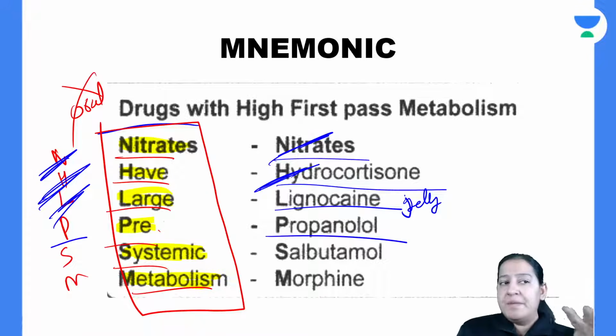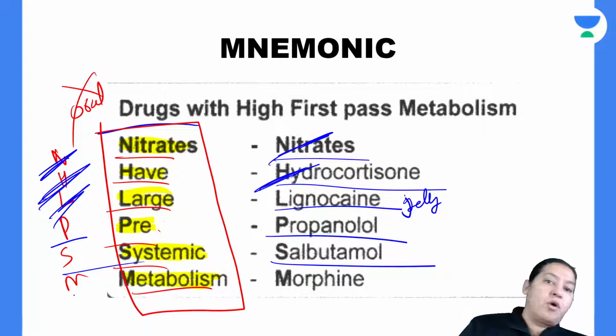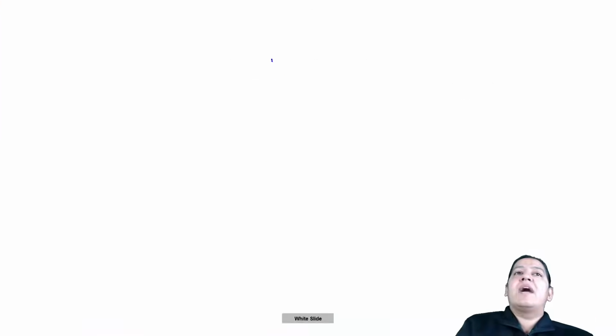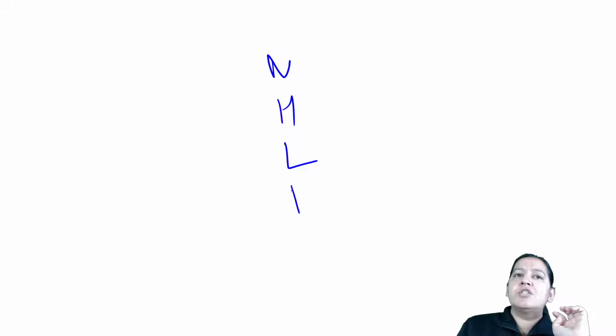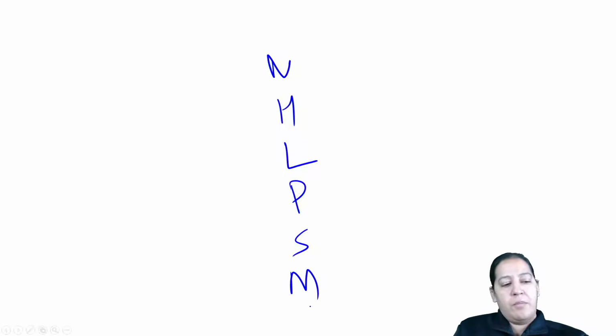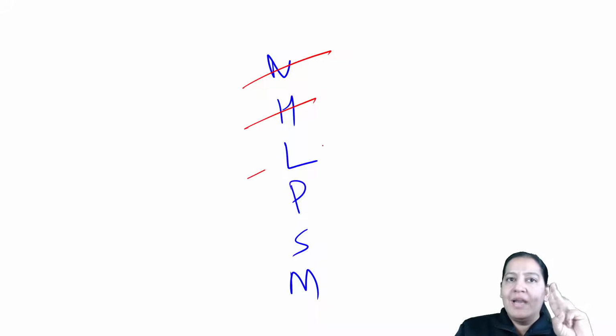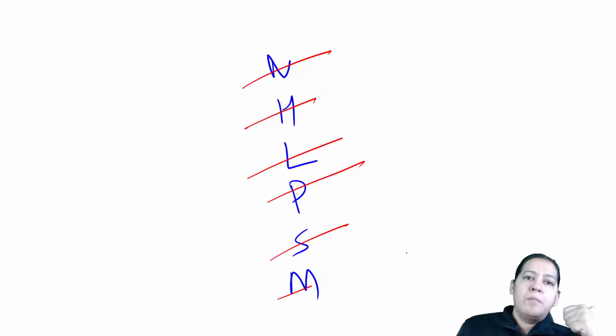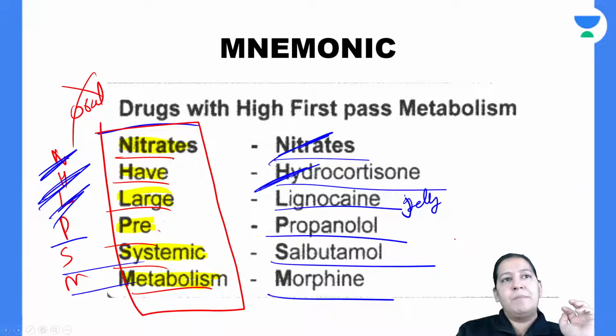PSM: propranolol, it is a beta blocker. Salbutamol, it is also a beta blocker. And what is M? Morphine, it is an opioid. So say the full form again. Nitrates have large PSM: nitrates, hydrocortisone, lignocaine. What was P? Propranolol, salbutamol, morphine. Everyone give me a thumbs up. Please learn the mnemonic.